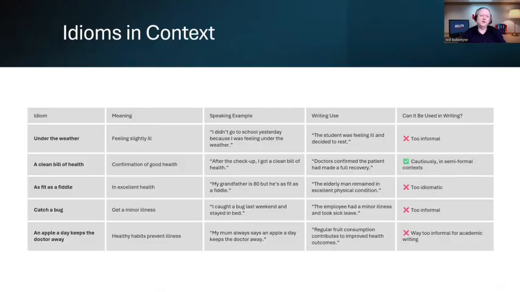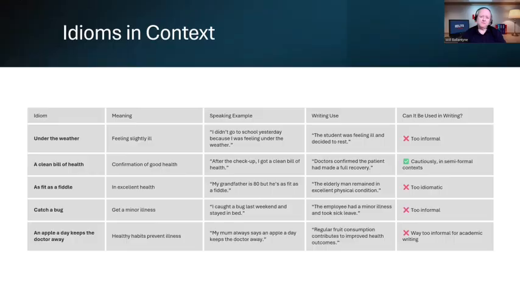So we have under the weather, which means when you feel slightly ill, a clean bill of health, which means it's confirmed that you are in good health, as fit as a fiddle, that means excellent health. To catch a bug means that you've got a small illness, and an apple a day keeps the doctor away. It's more like a proverb than an idiom, but it means healthy habits prevent illness.